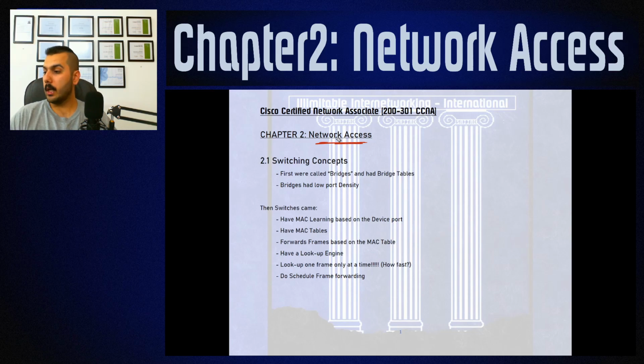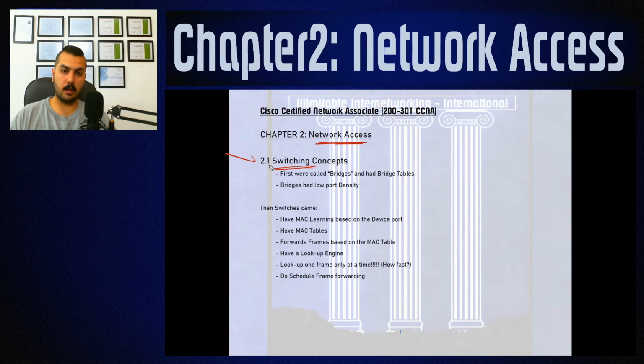Okay, so chapter 2, network access, has, as we mentioned, about 5 subchapters. We will start with the first one and the most important one to understand, which is the switching concepts. How is switching done, and what is switching, which is what is happening inside switches, or what are switches providing to us, why were they even developed or created. Switches, what do they do?